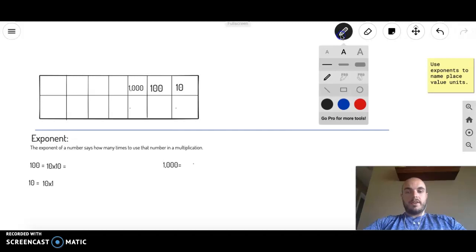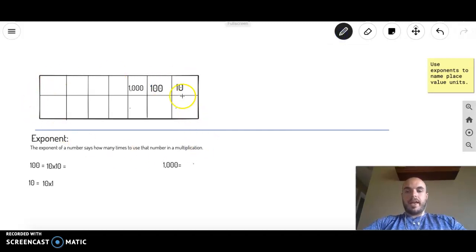So I have here our lesson. I have a modified place value chart and our objective to start. Our objective today is to use exponents, this is a new word for a lot of us, to name place value units. So we're going to see how we can use exponents. We're going to break that down and we're going to define what an exponent is.